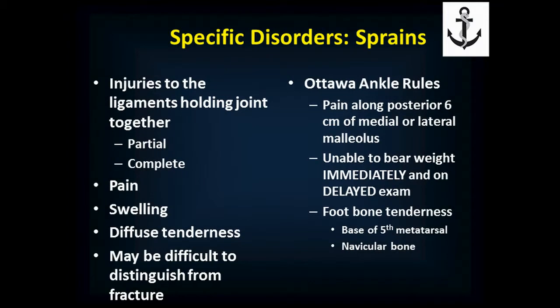So, sprains are injuries to the joint structure. It's the ligaments that hold the joint together, and it's a tear, and they're typically partial tears, so there's just a little bit of an injury. It pulls apart, but it's still holding together, maintaining the structure of the joint. But you can get complete tears, and in that case the joint loses its stability.